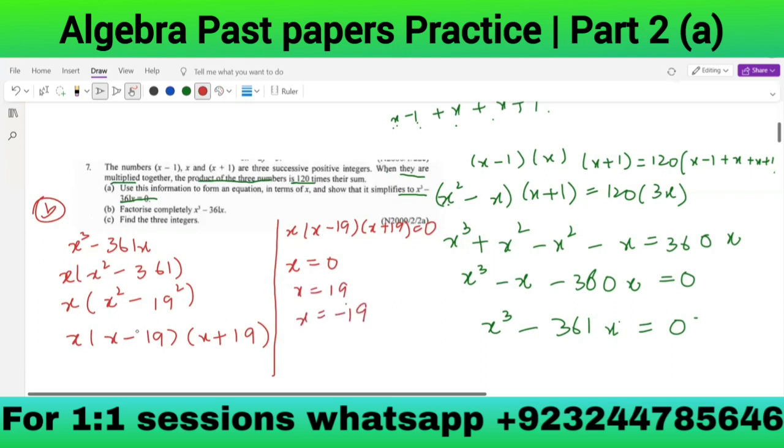Miss, but there was no zero with these earlier, so how can we assume that? Yes, but they're saying find the three integers. So how are we going to find the three integers? By solving it, we can find the three integers. Therefore, we need to put it. Okay.